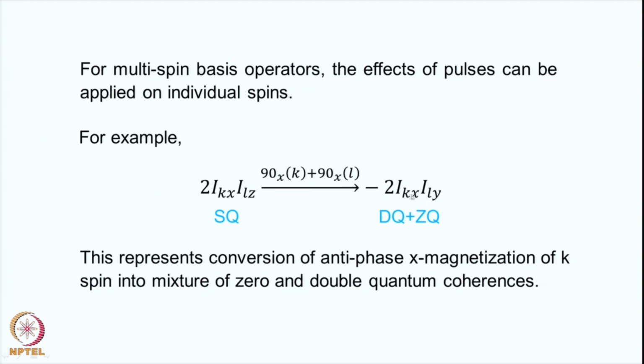So what is this? Now here we got a mixture of double quantum and zero quantum coherences. This we have explicitly calculated earlier that this represents a mixture of double quantum and zero quantum coherences. So what we have done here is by applying a non-selective 90° pulse on antiphase magnetization of one spin, we have converted that into a mixture of double quantum and zero quantum coherences. So these are called coherence transfers, and various kinds of experiments will make use of such kind of transformations.